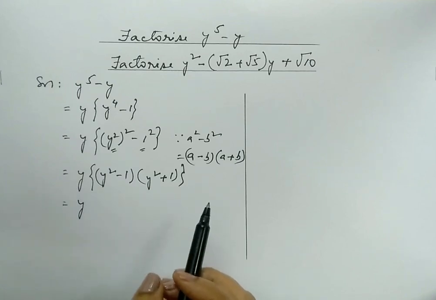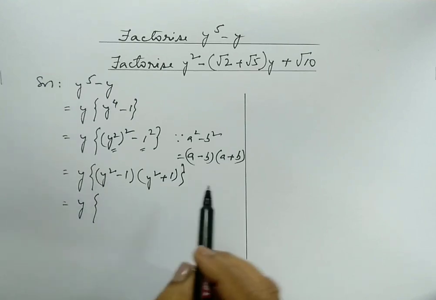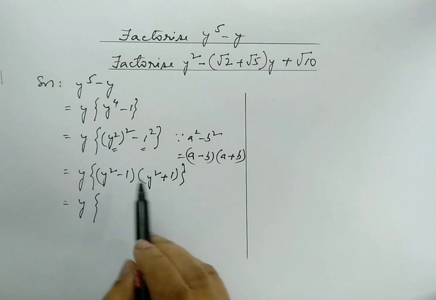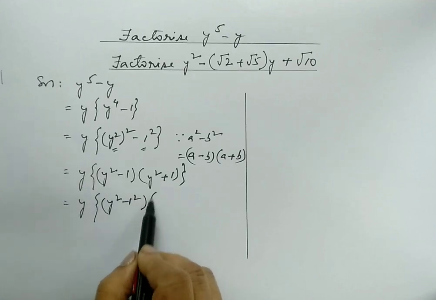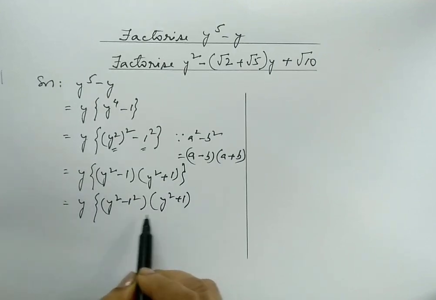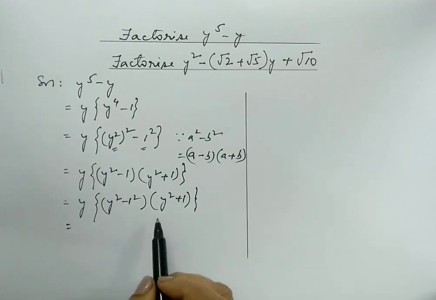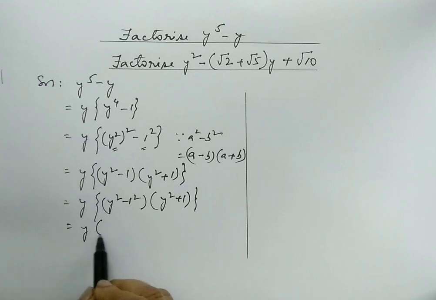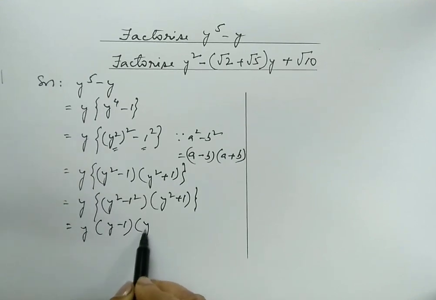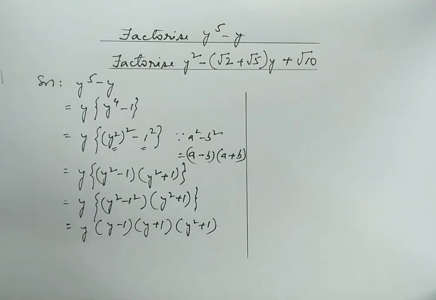Can we break these two? Can we? Tell me. Of course we can. So we have another a square minus b square, right? So y square minus 1 square can be written, isn't it? Now this can't be broken further. We do not have any such identity to factorize this. So we'll have y minus 1 and y plus 1 and this one, y square plus 1. So this will be our final answer guys.